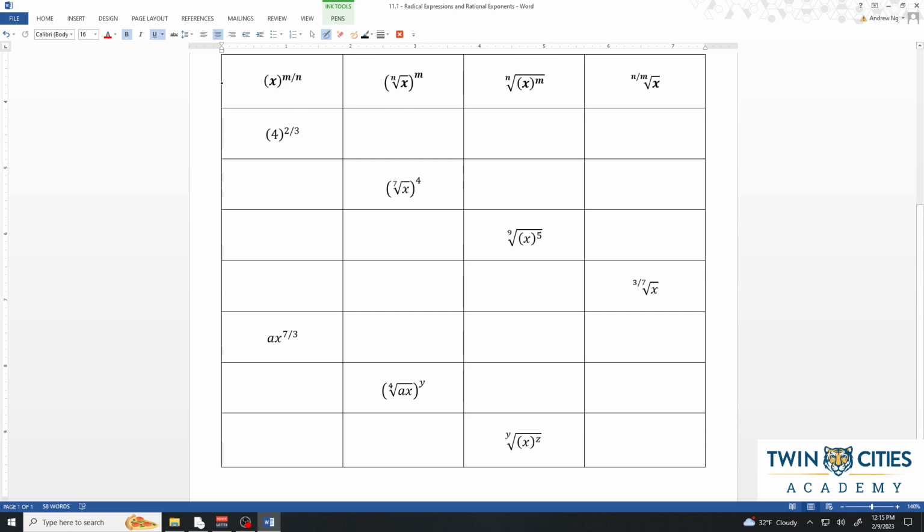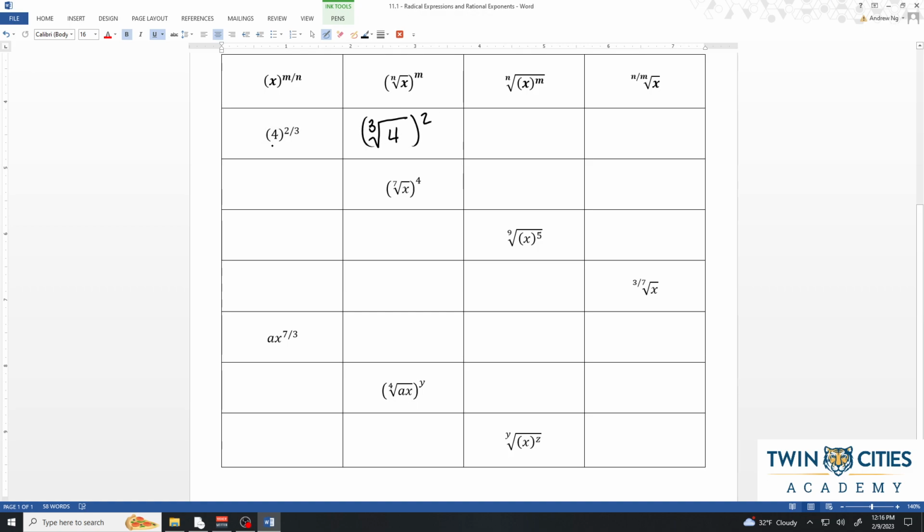So here are my 4 different forms, and I'm just given a bunch of things to fill out. Let's say I've got 4 to the power of 2/3. Well, I can rewrite this 3 different ways. I can rewrite this as the third root, the cube root of 4 all to the second power.